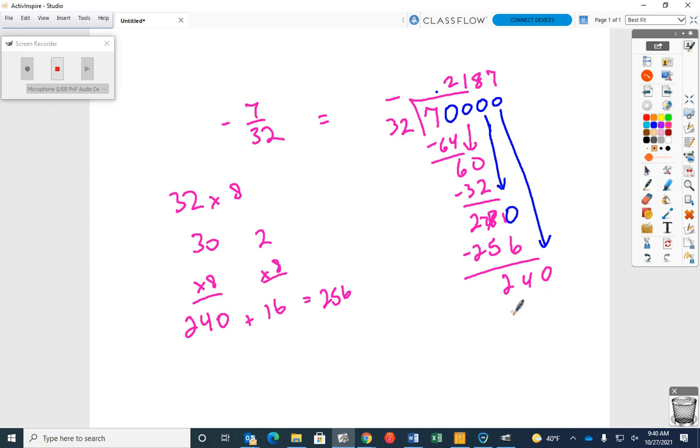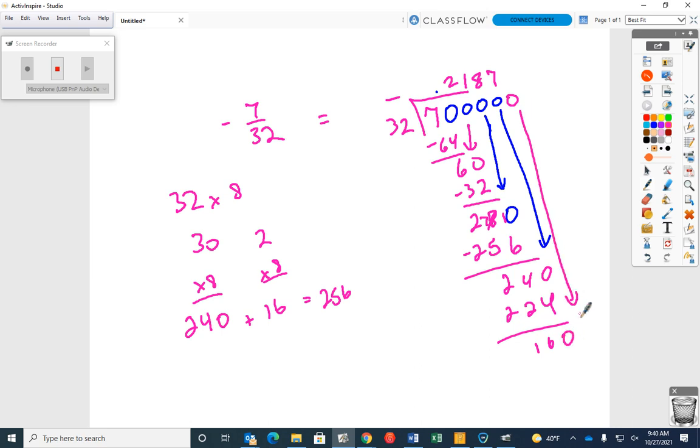What is 32 times 7? What's 30 times 7? 210. Plus 14. What is that? 224. What's left? 16. We can add another 0 here. We're getting close. Don't worry, trust me.